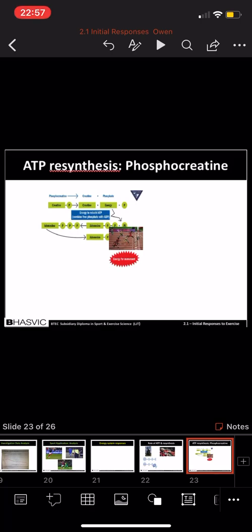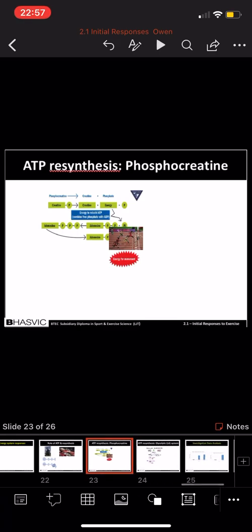The ATP-PC system is active in the 100-meter sprint. However, the ATP system is only active at the first few seconds, and the PC is active in the last 7 seconds.